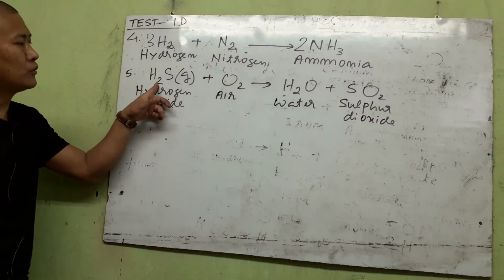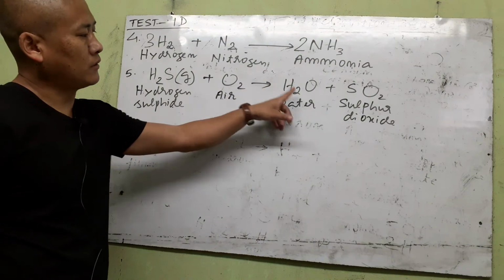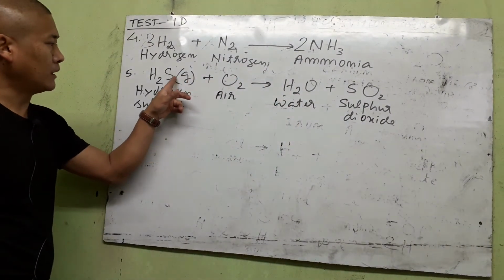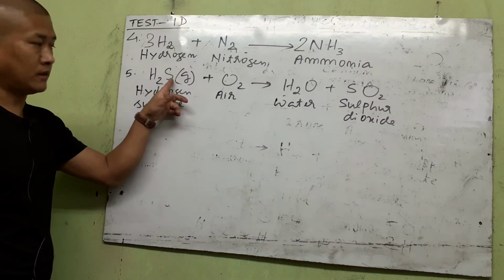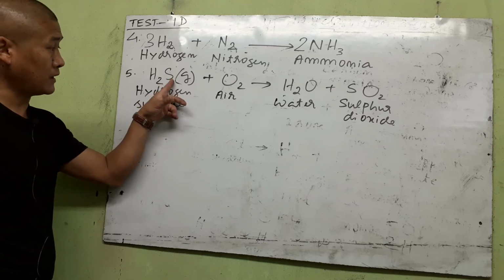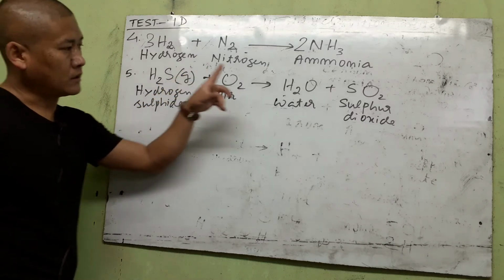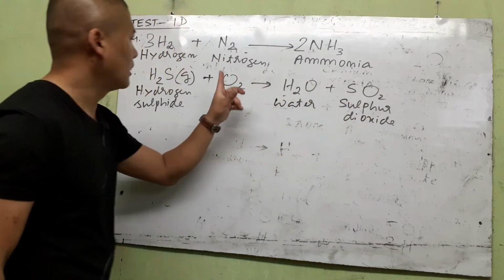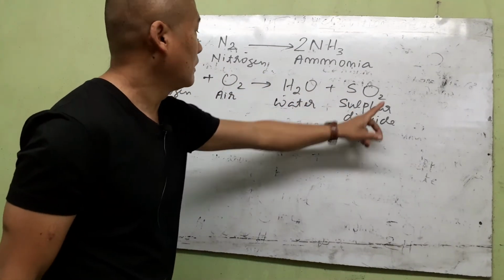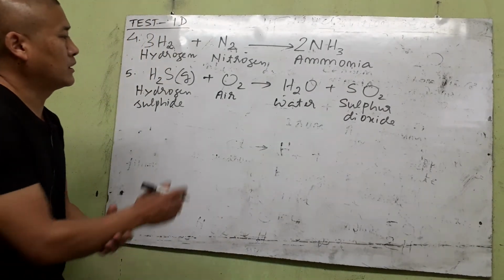Now H is 2 on the left side, and on the right side also 2. So far balanced. Then S is 1. This 2 doesn't belong to S, right? This 2 is the subscript of H, it belongs to H. The subscript of S is no number, so 1. Right side also 1, so balanced. O2 here is 2, and on the right 3. So that cannot be.